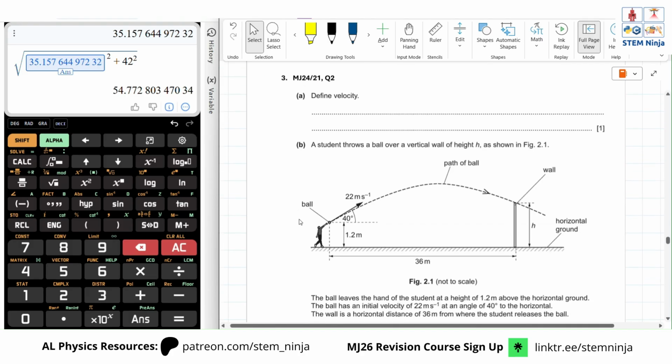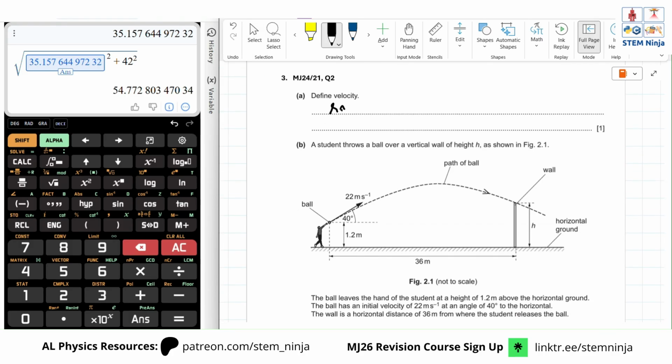Okay, let's move on. Define velocity: rate of change of displacement.